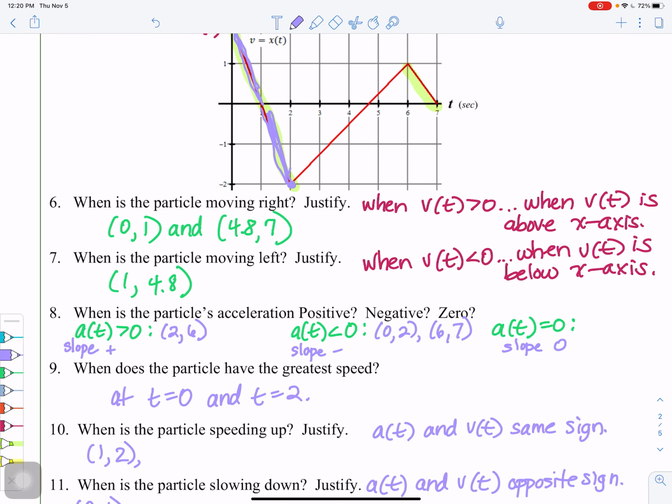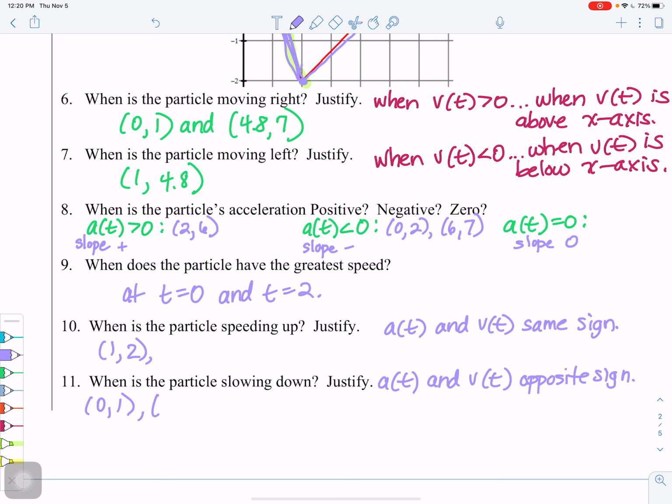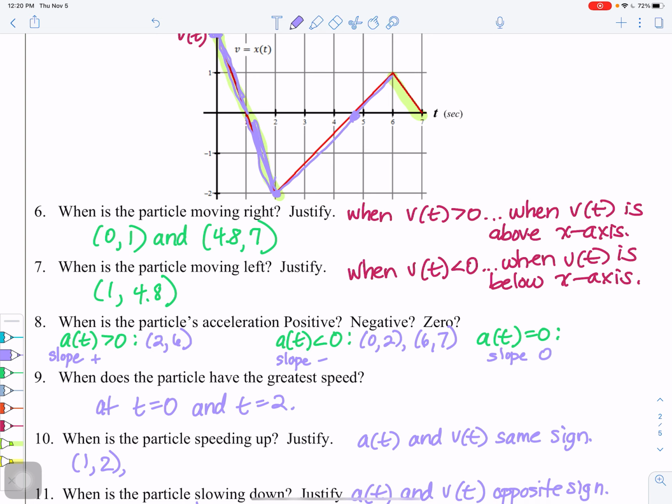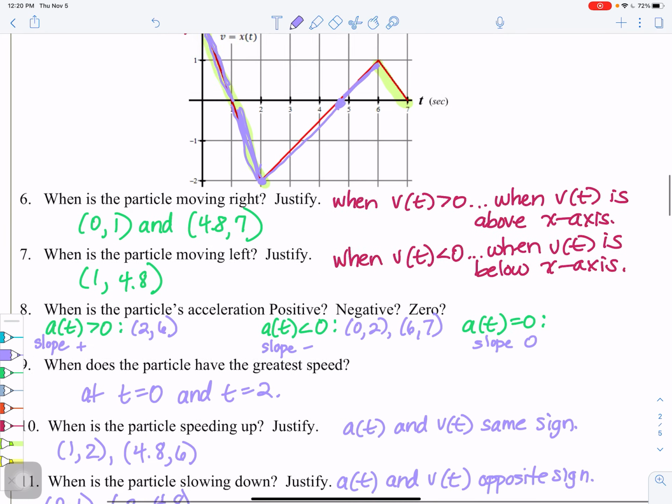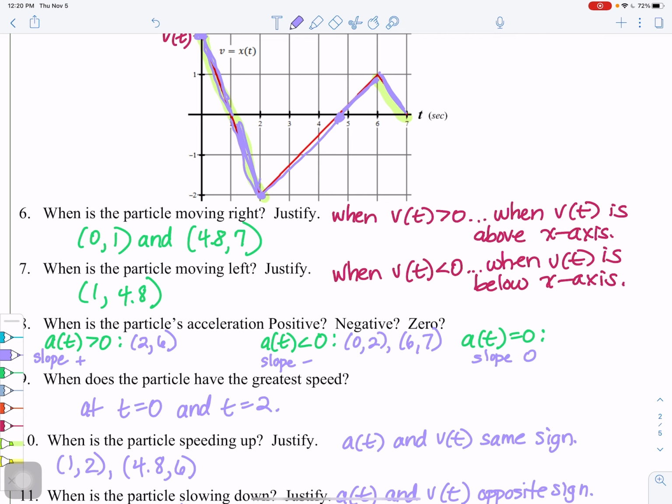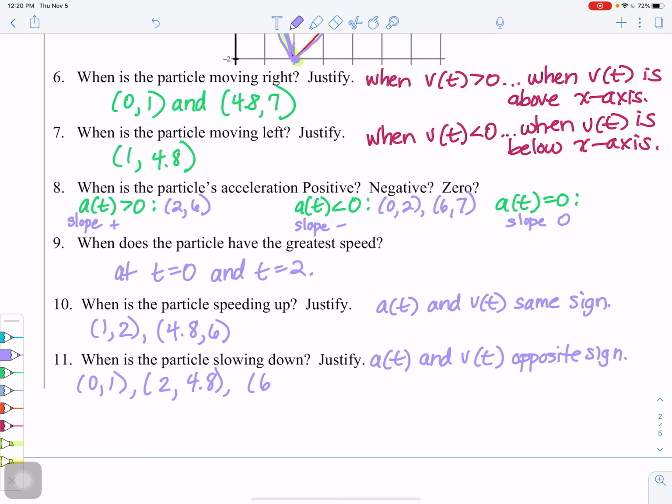From time 2 to 4.8, we have negative velocity but positive acceleration, so we are slowing down. And from time 4.8 to 6, both are positive, acceleration and velocity. And then from 6 to 7, the acceleration is negative because the slope is negative, but the velocity is positive. So we are slowing down from 6 to 7. And that concludes this topic.